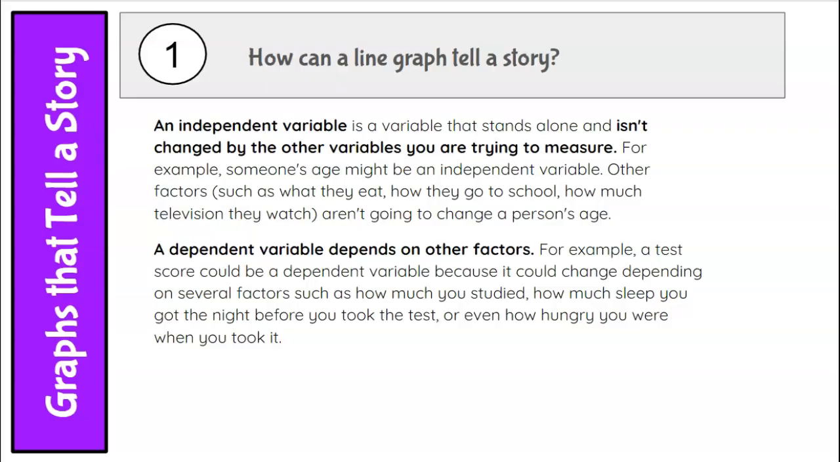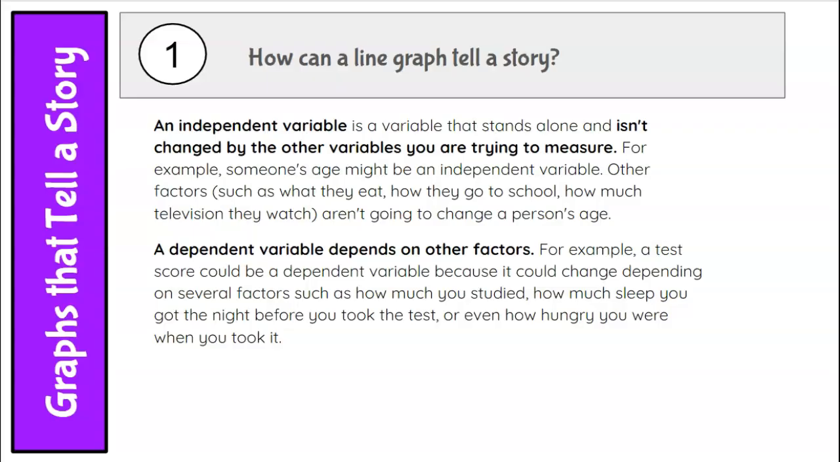Before we look at a few examples, let's talk about two more vocabulary words. An independent variable is a variable that stands alone. It is independent, and it isn't changed by the other variables that you are measuring. For example, someone's age might be an independent variable. Other factors, such as what they eat, how they go to school, how much television they watch, those aren't going to change a person's age. So a person's age is independent.